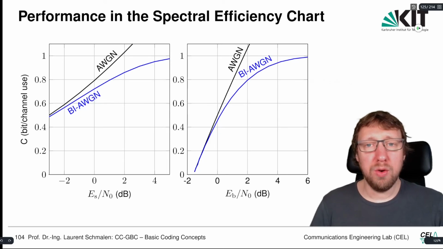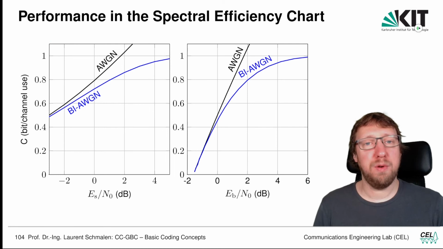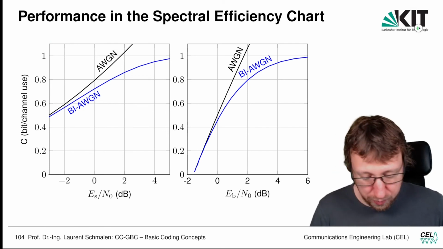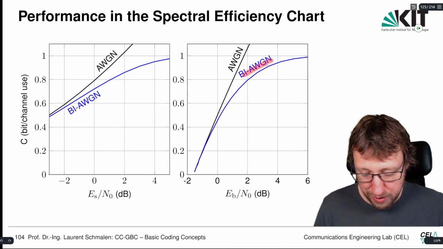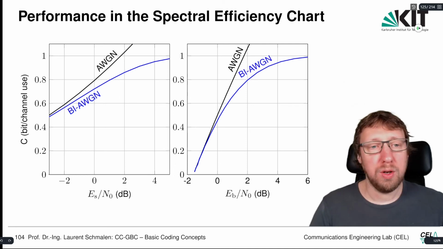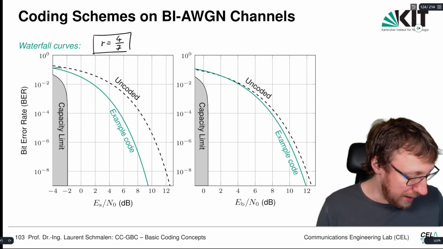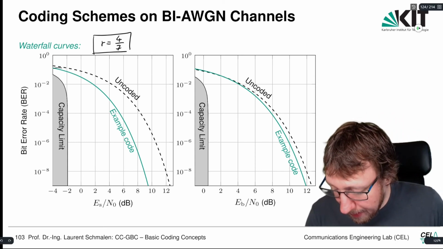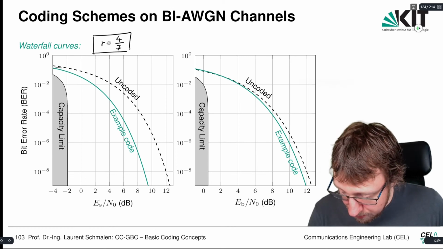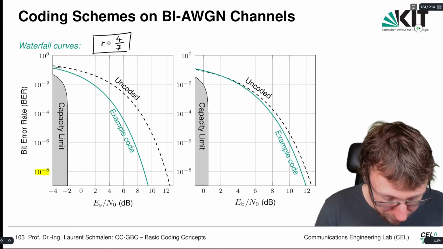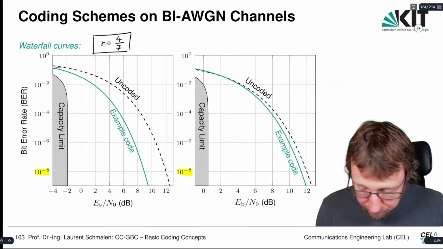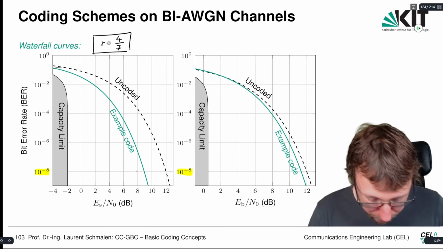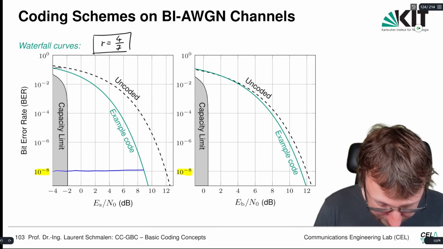So now what we do is we define the performance in the spectral efficiency chart. Here the simulation was over the binary input AWGN channel. And now we take a look at the code, and we define a target bit error rate. Assume the target bit error rate is 10 to the power minus 8. And then we look at where this code performs at 10 to the power minus 8.